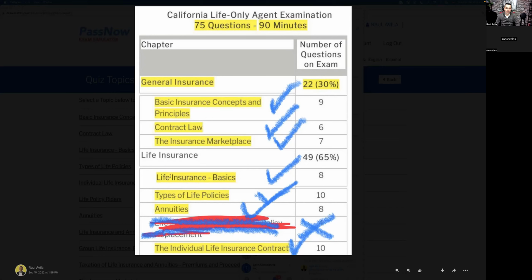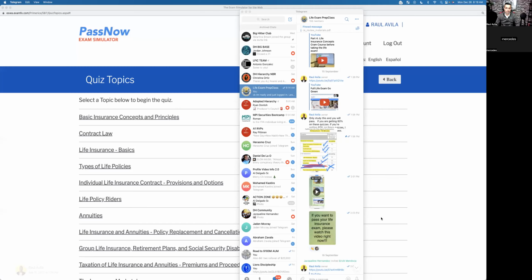Today we're going to go over the individual life insurance contract. There are 10 questions on the exam on this. So, the individual life insurance contract. A life insurance contract, the life insurance policy, is a contract.